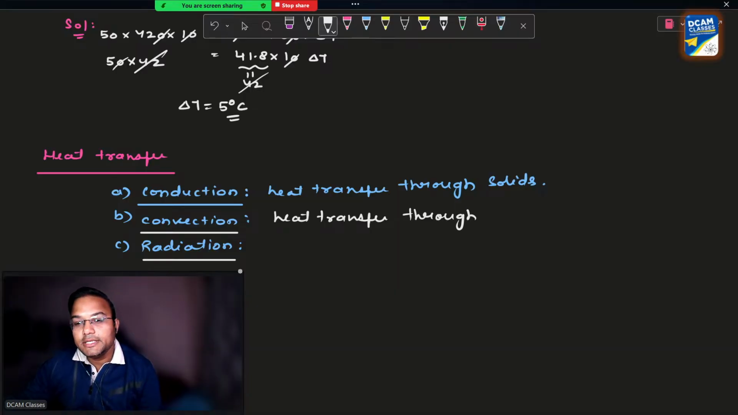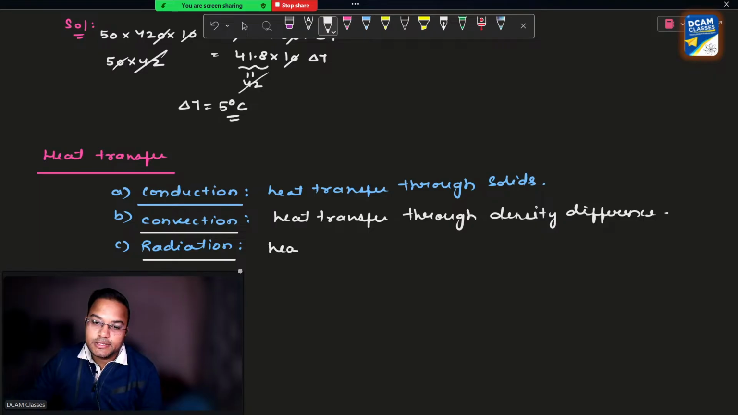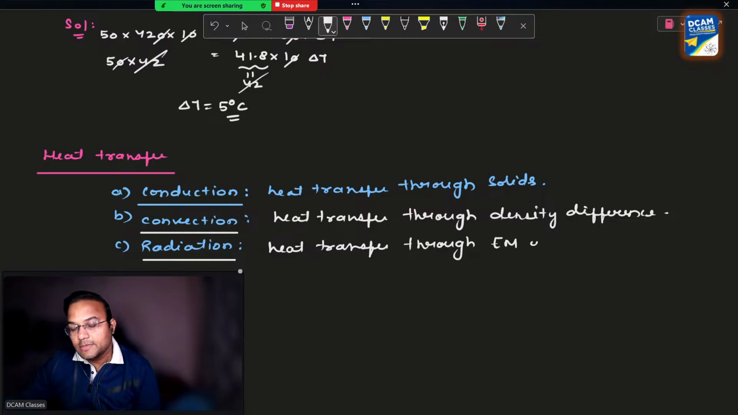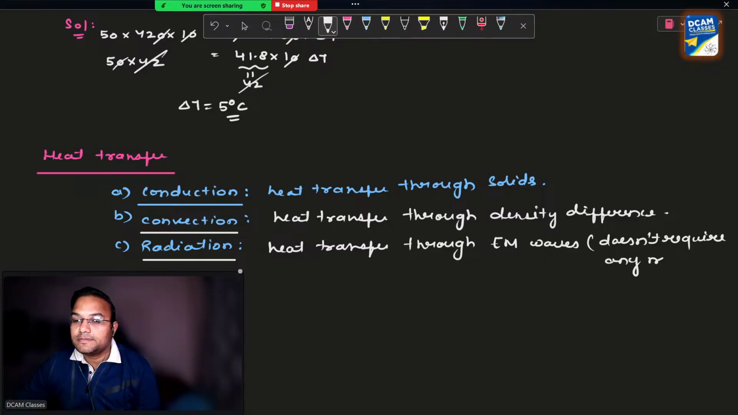So convection is heat transfer through density difference. Now what is radiation? It's the heat transfer through EM waves, electromagnetic waves. So the important question that can be formed in this is, radiation does not require any medium. For smaller examinations, these kinds of questions can be asked.